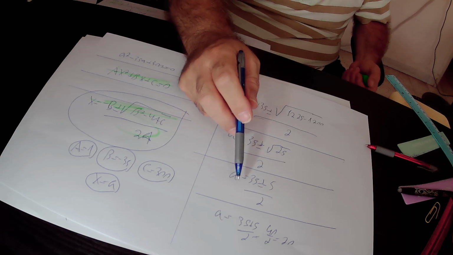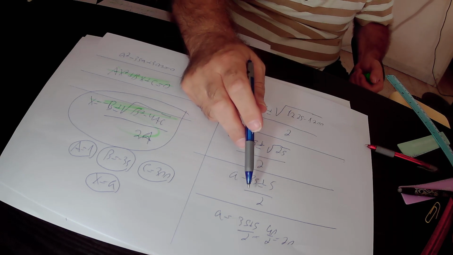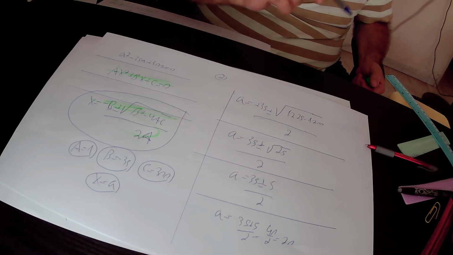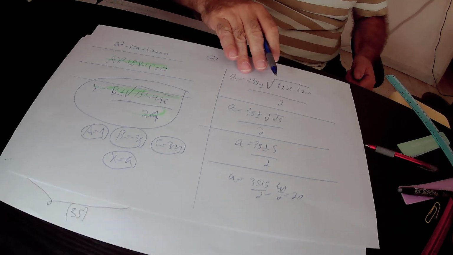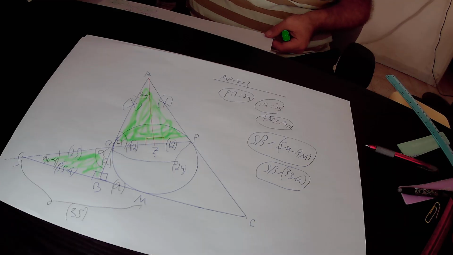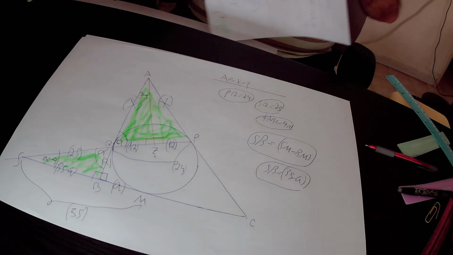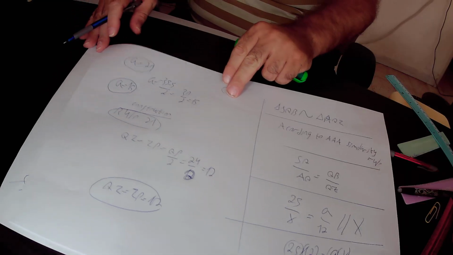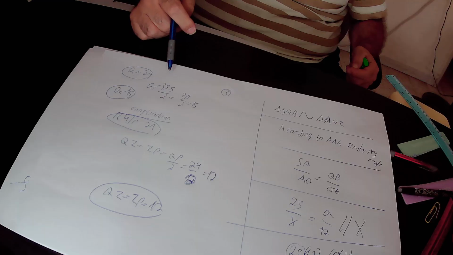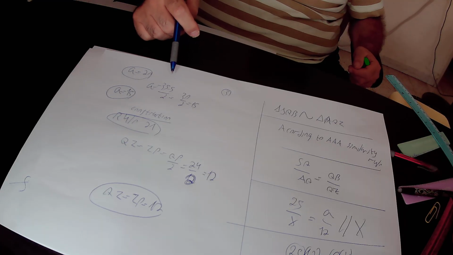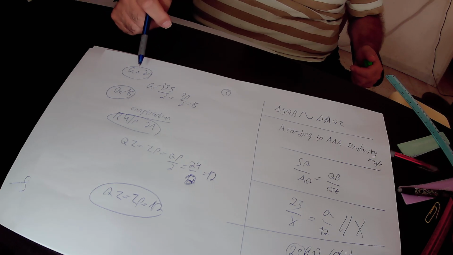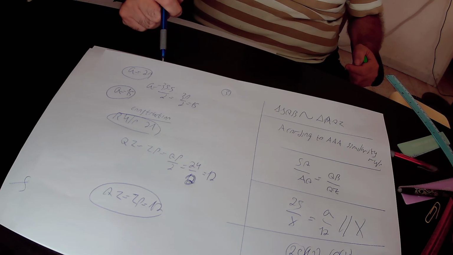The first solution for A is that A equals 35 plus 5 over 2. 35 plus 5 is 40, so 40 over 2 is 20. So the first solution for A is that A equals 20. The second solution for A is that A equals 35 minus 5 over 2. 35 minus 5 is 30. 30 over 2 is 15. So the second solution for A is 15. So we have two solutions that are possible for A.